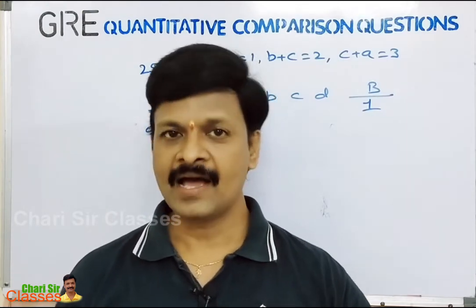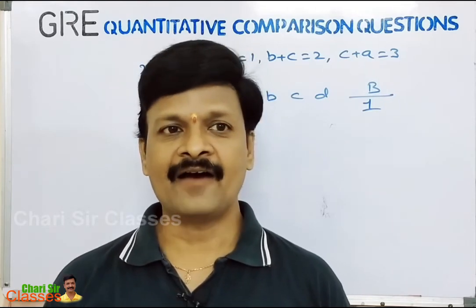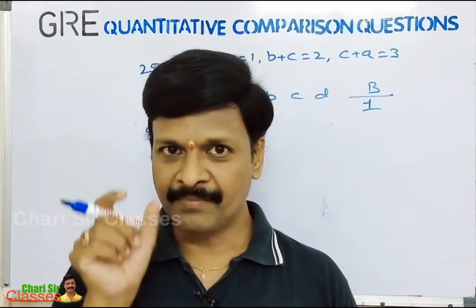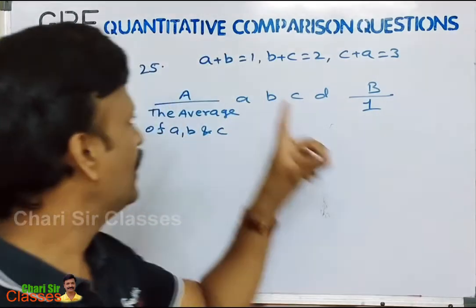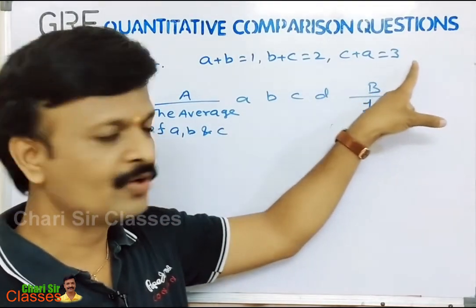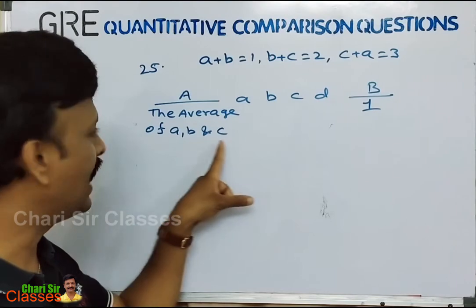It is given from average. So how to find out the average of some quantities? Average or arithmetic mean is the sum of the entries by number of entries. Here a plus b equal to 1, b plus c equal to 2, c plus a equal to 3 is given. We need to find out the average of a, b and c.